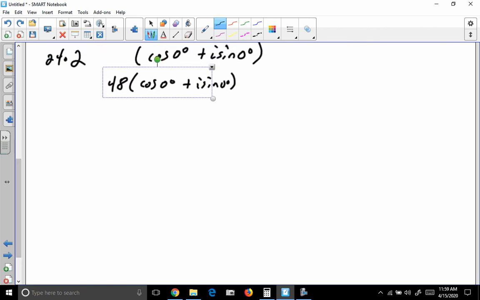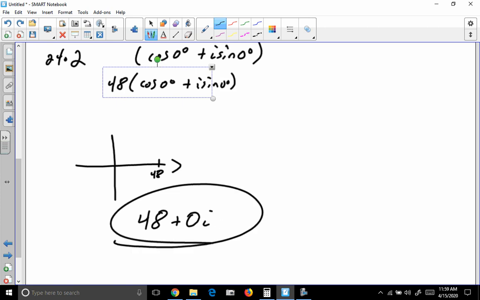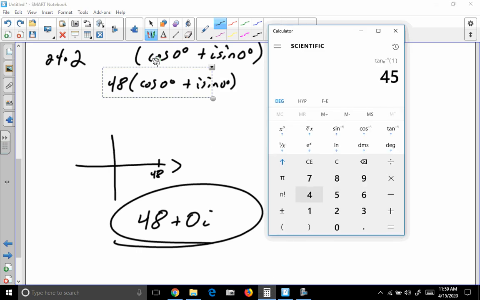Now we just need our answer in standard form. Well, if we're in a direction of 0 degrees, if we're in this direction, and we go out 48 units, then our real part is 48. If we're not up or down any, our imaginary part is 0. So that's our number. We didn't even have to multiply that out. If we did 48 times cosine of 0, we would get 48 for the first part. If we would have done 48 times sine 0, that gives us the coefficient of i. Well, 48 times sine of 0 is 0.